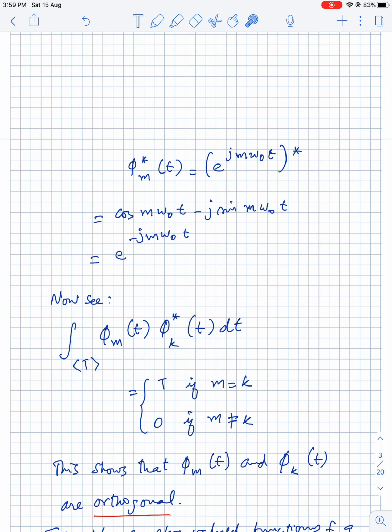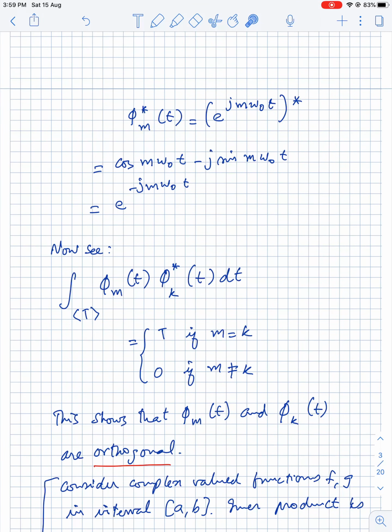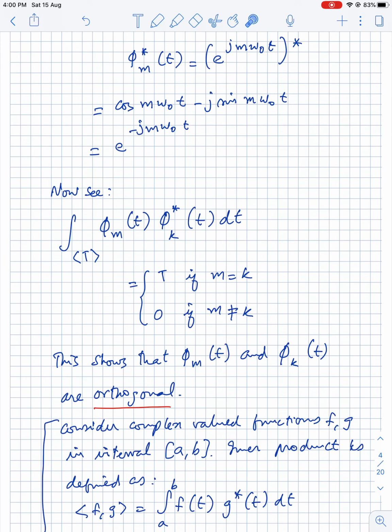Now what will happen if I do this operation? Go ahead and consider two components of the harmonically related set, one with frequency m and the other with frequency k. If I integrate this over a period, I will see that the integral becomes T if m is equal to k, and becomes 0 if m is not equal to k. So essentially, e raised to j m omega naught t and e raised to j k omega naught t, where m and k are two integers.